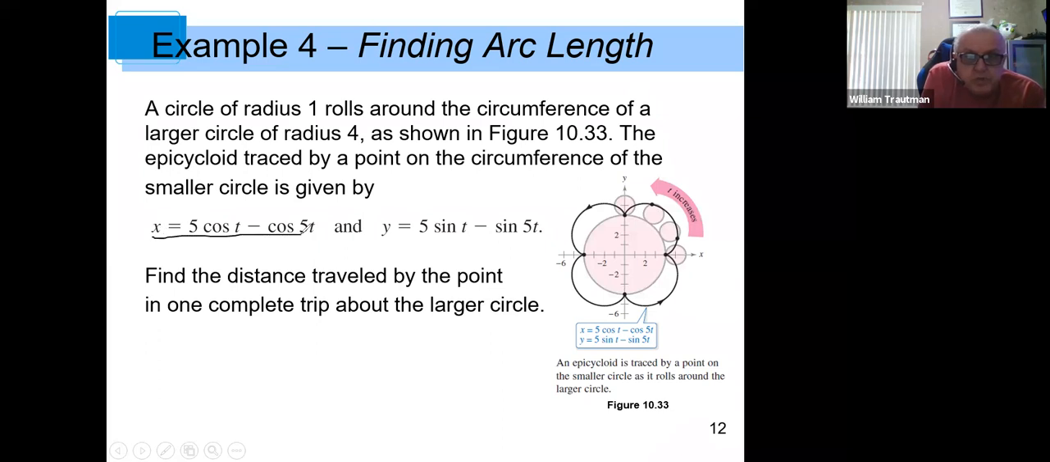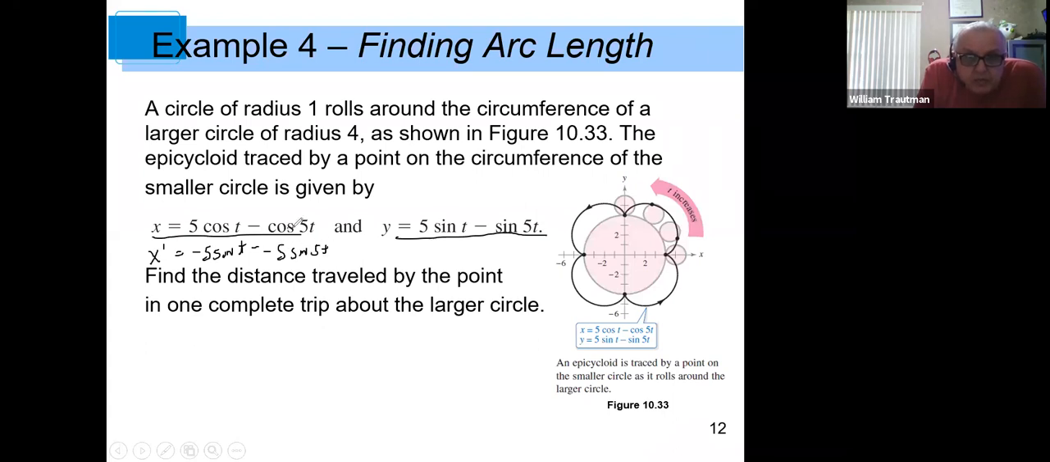Here are our two parametric equations. And if you remember the formula, you have to take the derivative of each. So let's start off by taking the derivative of x. The derivative of x is negative 5 sine t, minus the derivative of cosine 5t. There should be a 5 in front because it's cosine of u, and du is just 5. Oh, the derivative of cosine, I still wrote it down wrong. The derivative of cosine is negative sine, so this would be 5 sine 5t.